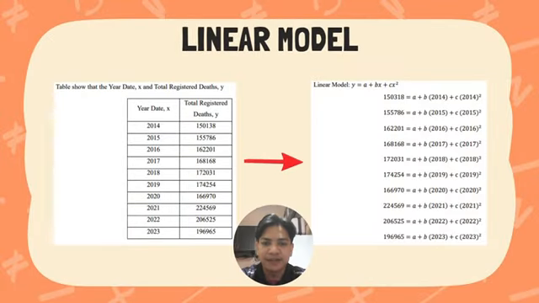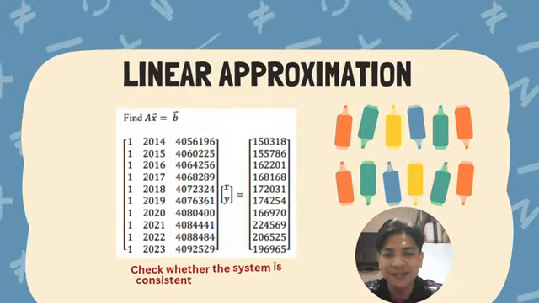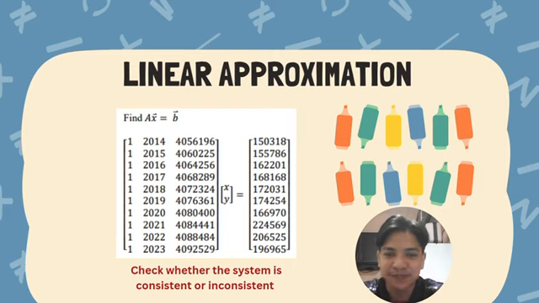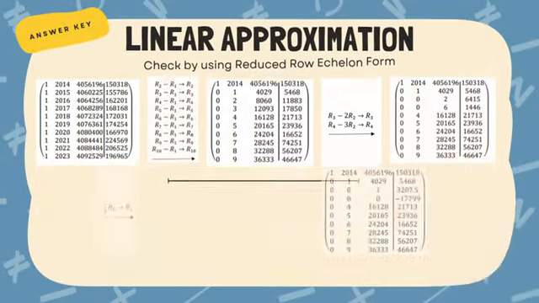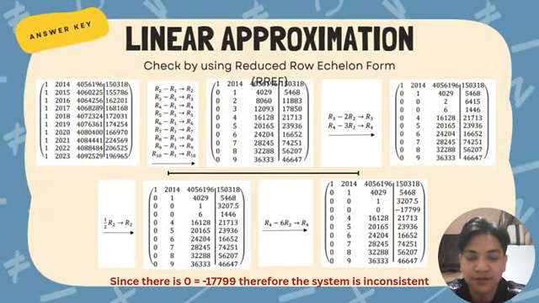Linear model: y equals a plus bx plus cx squared. We substitute the values of x and y into the equation. Next, we need to find Ax equals b. We need to check whether the system is consistent or inconsistent. We check by using reduced row echelon form.